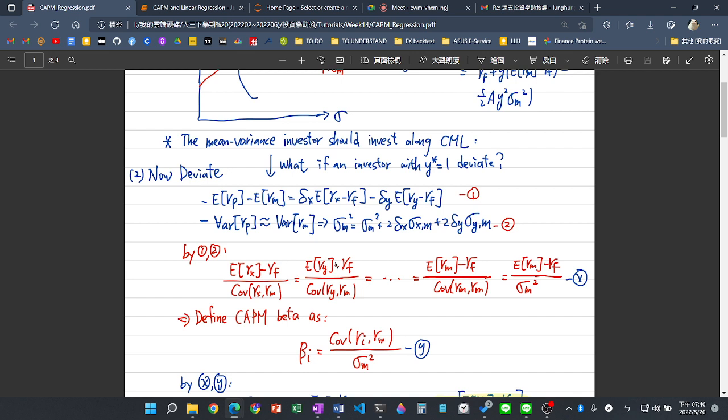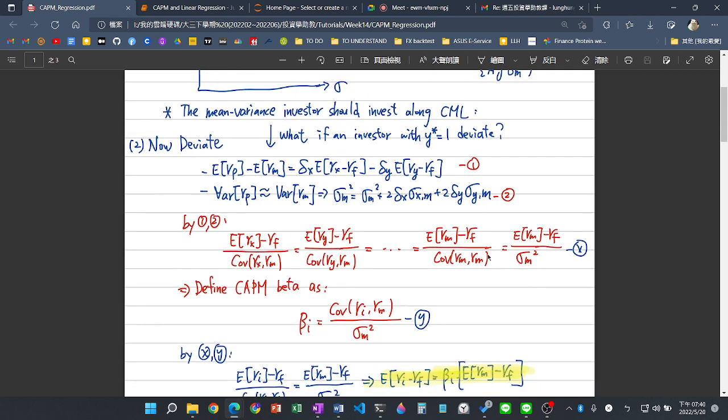And of course, we have one particular asset that interests us, that is the market, the whole market portfolio as an asset, right? And it will also hold true. We can have this last expression here, because now we know that the covariance between the market and the market is just the variance of the market itself.